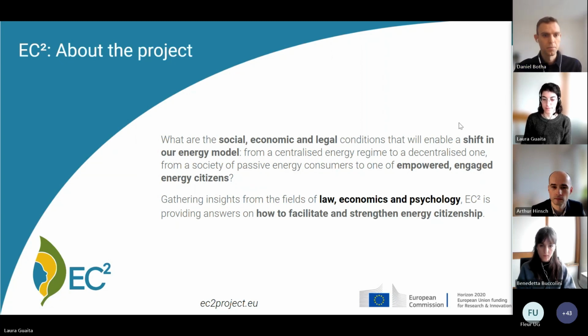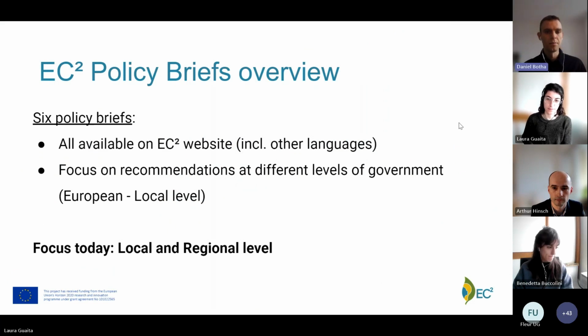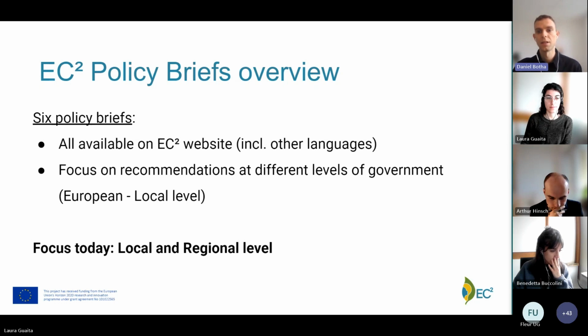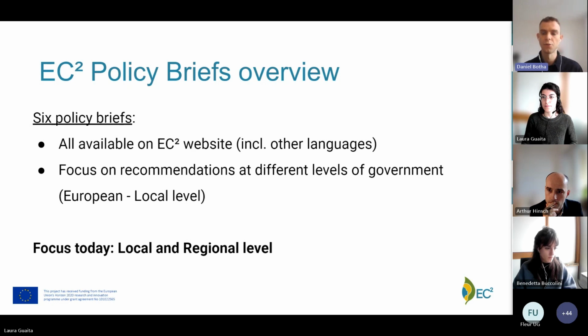Next slide. So for the project, we've developed 6 policy briefs. They are all available on the EC Squared website. I think, Laura, maybe you could put a link in there for everyone. They're all available in English, and we're starting the process of translating them into the other project languages. So far, Policy Brief 5, which focuses on the local level, the one that we're discussing mainly today, is also available in Italian, Polish, and Spanish. And if you subscribe to our newsletter, we should be doing further translations in the future.